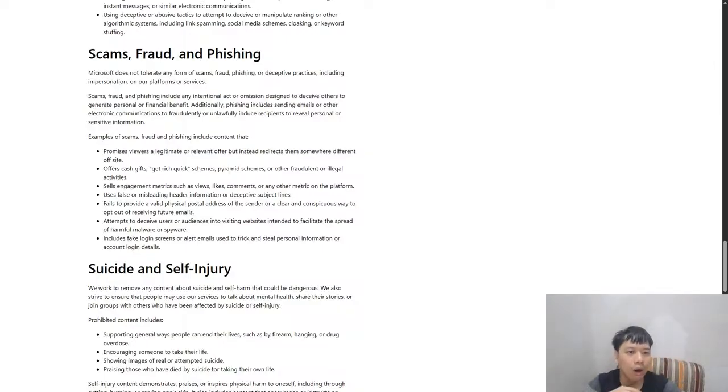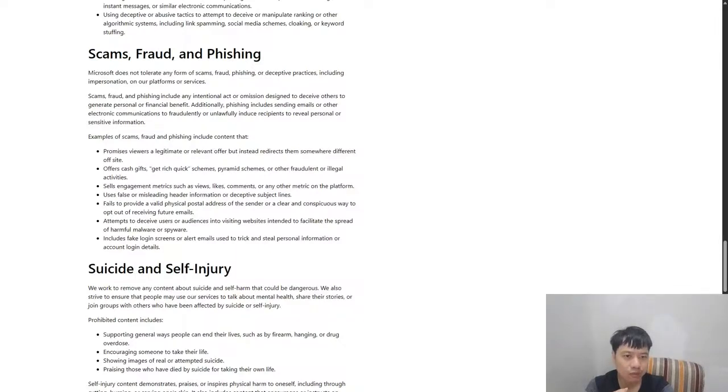Oh yeah. Sells engagement metrics or uses false or misleading header, fails to provide a valid physical postal address. Why is this scam? Why is failing to provide a valid physical postal address of the sender or a clear and conspicuous way to opt out of receiving future emails, spam, phishing? What's going on?